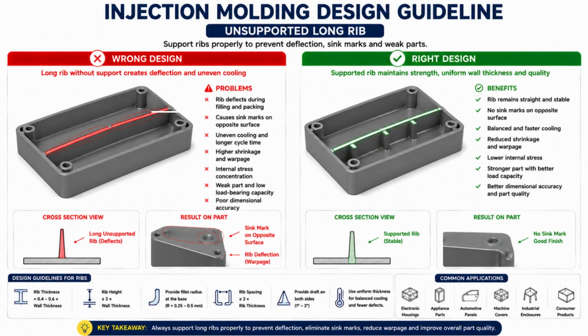12. Unsupported long rib. Long ribs need support. Long unsupported ribs bend during molding and reduce part strength. Add gussets or intermediate supports to keep ribs stable. So, support your ribs for durable parts.